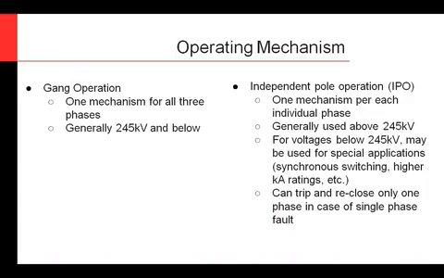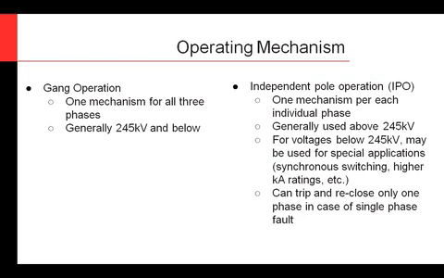There's a couple different designs or applications, I would say. When you have smaller voltages, maybe 245 kV and below, generally you'll have a gang-operated circuit breaker. So this means you have one mechanism that controls all three phases. It'll be close to one phase, and there will be linkages going to the other two. And then when you get to higher voltages or special applications, you'll have something called an IPO circuit breaker, or independent pole operation. This means you have an actual mechanism for each phase. So generally, your 365 kV and above, you'll have those.